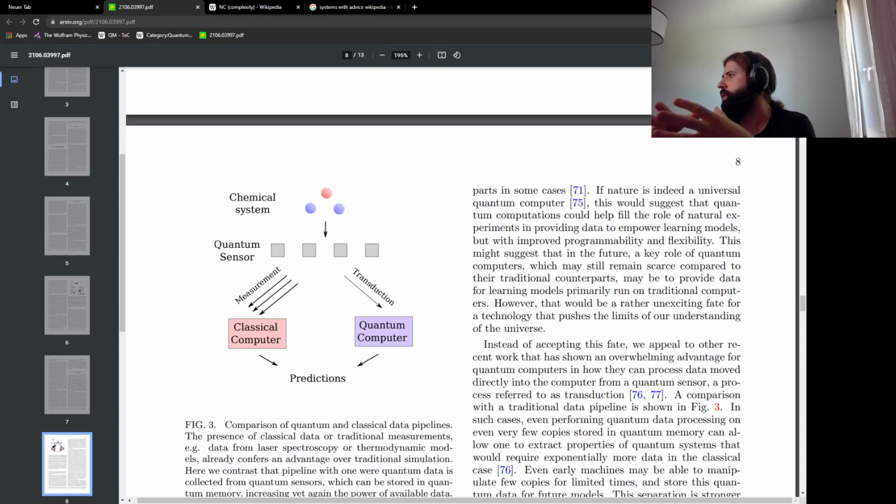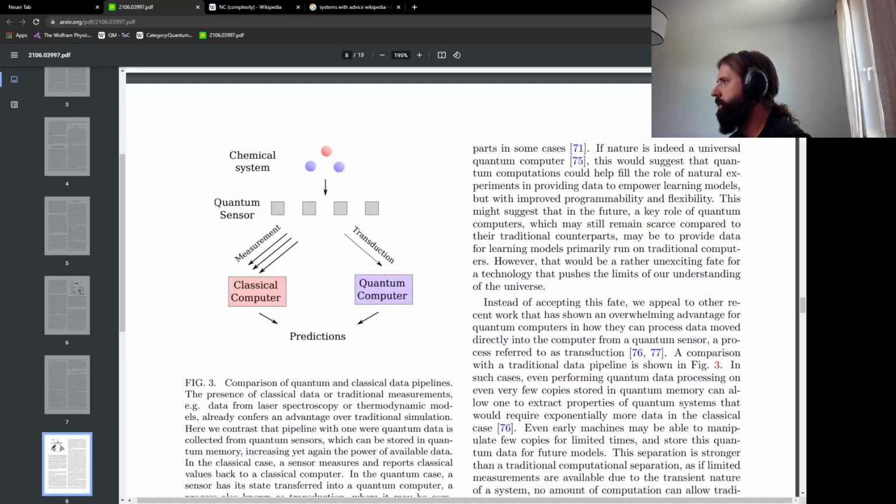However, that would be a rather unexciting fate for a technology that pushes the limits of our understanding of the universe. Instead of accepting this fate, we appeal to other recent work that has shown an overwhelming advantage for quantum computers in how they can process data moved directly into the computer from a quantum sensor, a process referred to as transduction. Okay, so that's what's getting interesting, I guess.